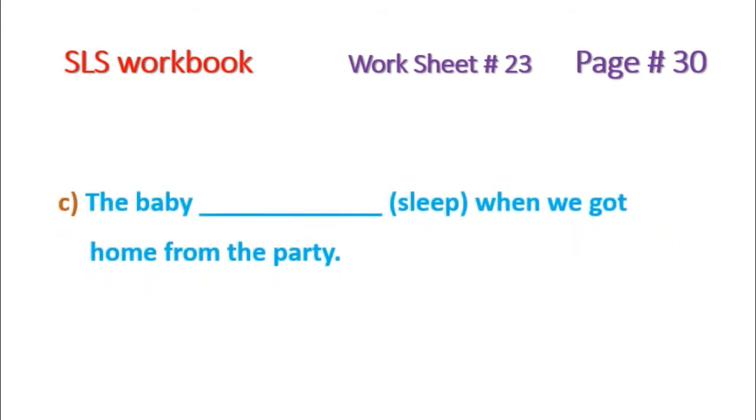Now C part. The baby dash sleep when we got home from the party. Sleep, verb is given in the bracket. Think for a while before writing the correct helping verb, students. For the verb sleep, just add ing. Sleep plus ing. Spellings of sleeping will be S-L-E-E-P-I-N-G. Sleeping. Answer will be the baby was sleeping when we got home from the party.